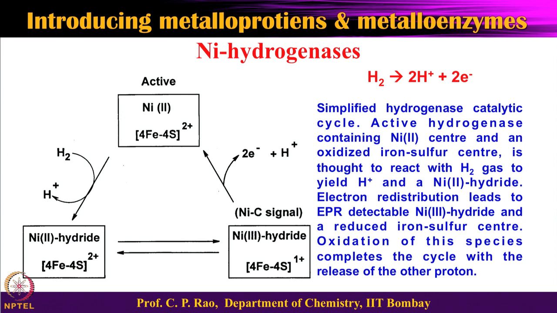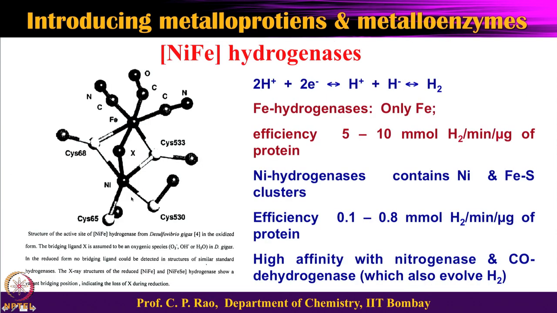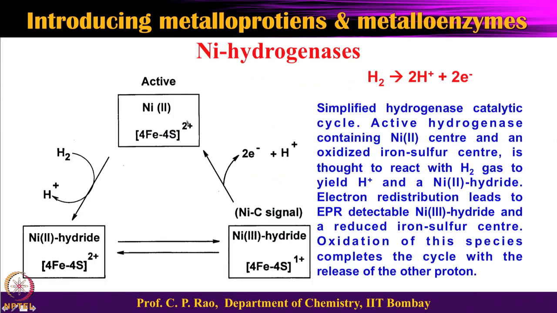How does this hydrogenase work? Let us look first at a simplistic view. We have seen in the previous slide there are two subunits: one subunit having the iron sulfur cluster, the other subunit having the nickel iron cluster. So, we have nickel in the nickel 2 form and the iron sulfur cluster in the 2 plus, which is the oxidized form, and this is sufficient to accept the hydrogen, and this hydrogen will convert the nickel into a nickel hydride species.